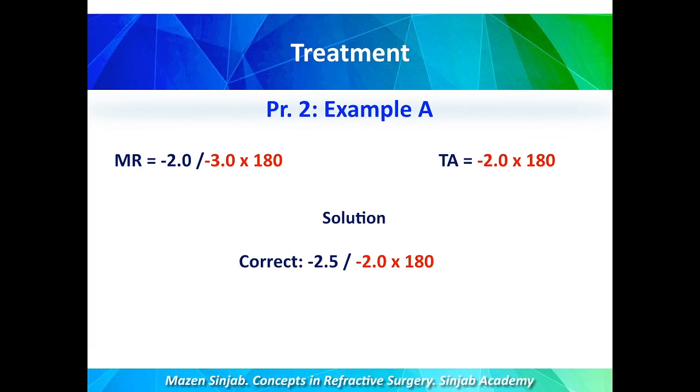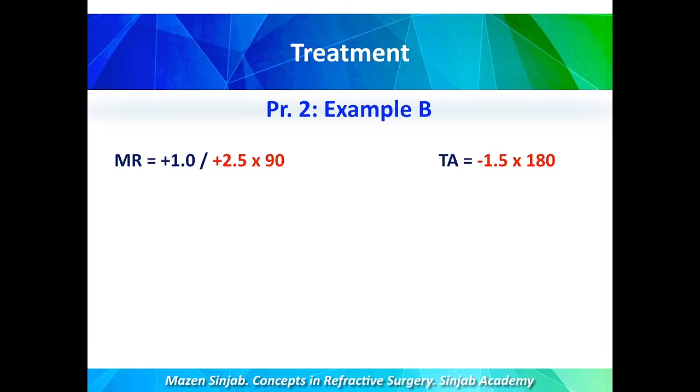As you see here, we are going to correct the topographic amount, and we are compensating for the remaining amount of manifest astigmatism by adjusting the spherical equivalent. In this way, the postoperative spherical equivalent will be 0, and the topographic astigmatism will be 0.